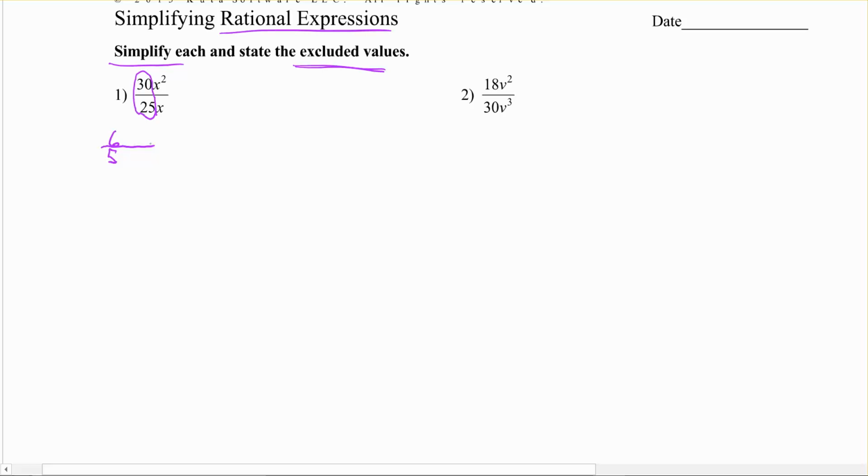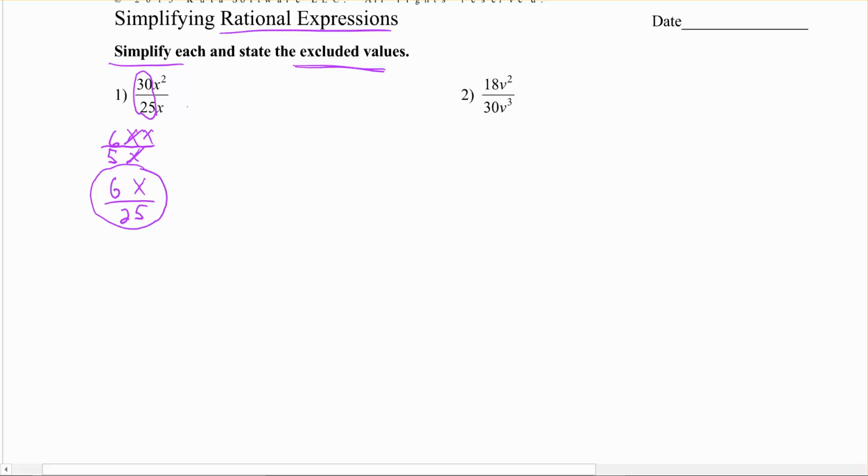I'm going to leave this kind of long because I'm going to have an x somewhere too. I'm going to rewrite what I have up here, this 30x squared over 25x, just to show you what I mean. I'm going to rewrite this x squared as x times x, and on the bottom I've just got 1x. Now I've got two x's up top and one on the bottom. One of the x's is going to cancel with the x on the bottom, and what I'm left with is just 6x over 25. So that's how we simplify these rational expressions.